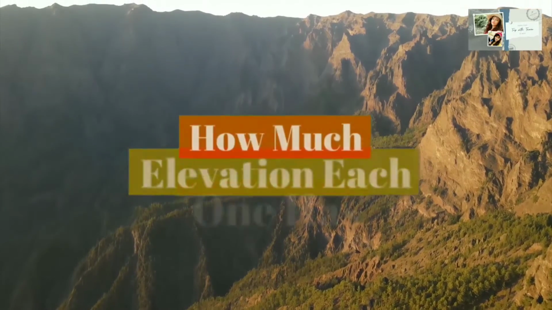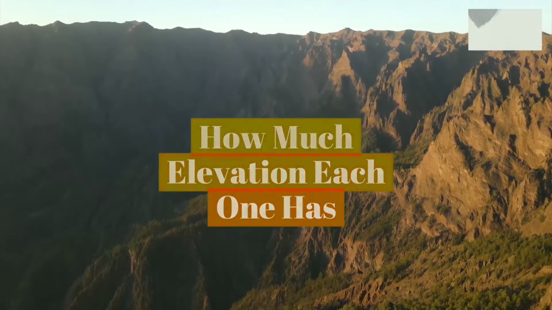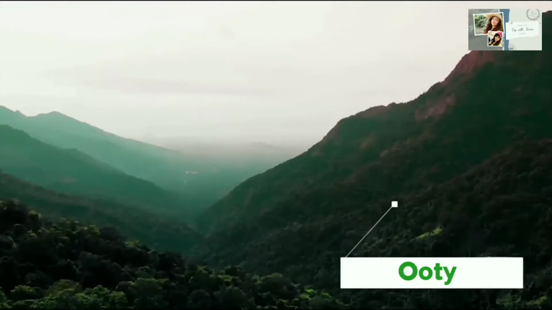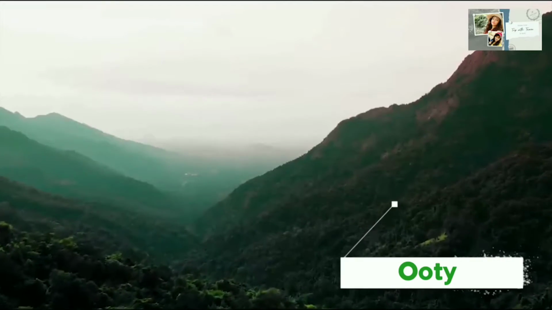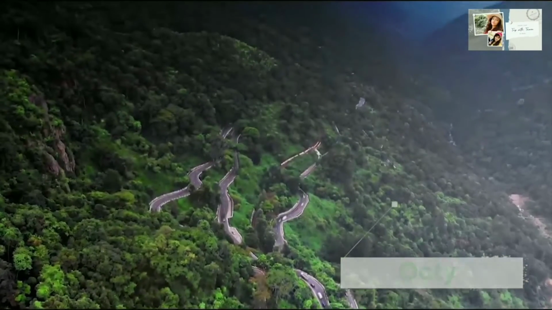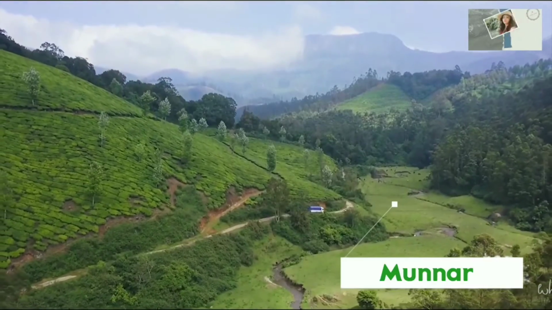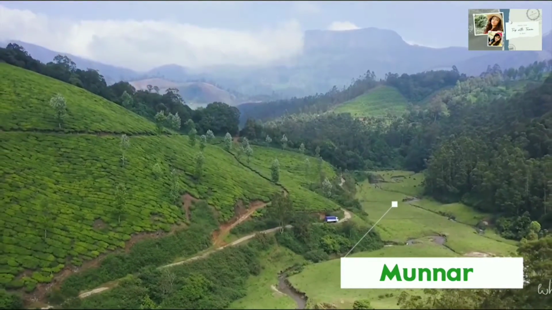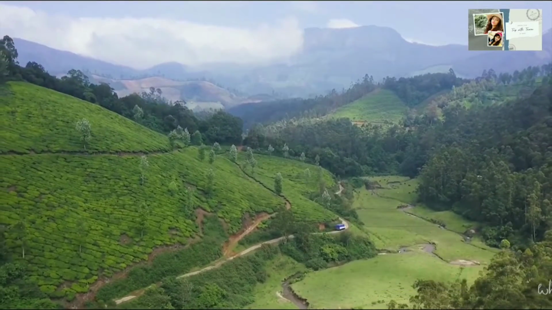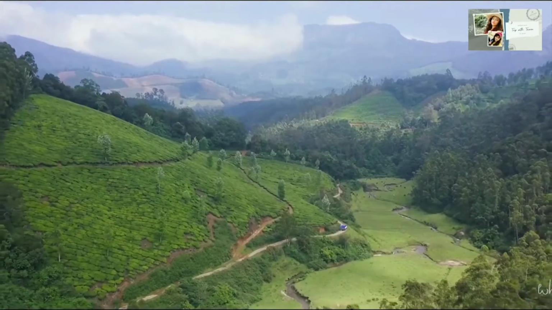Number 2. How much elevation each one has? Ooty. The average elevation of Ooty is 2,240 meters above sea level. Munnar. The average elevation of Munnar is 1,532 meters above sea level.